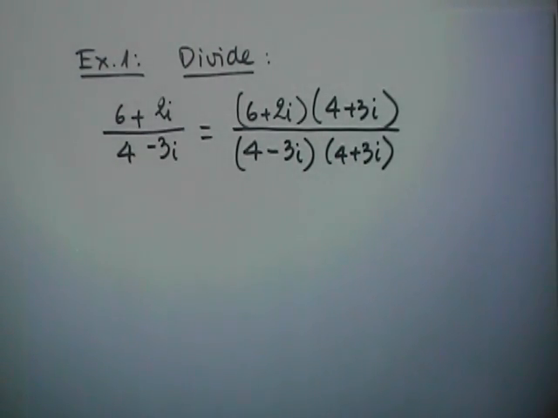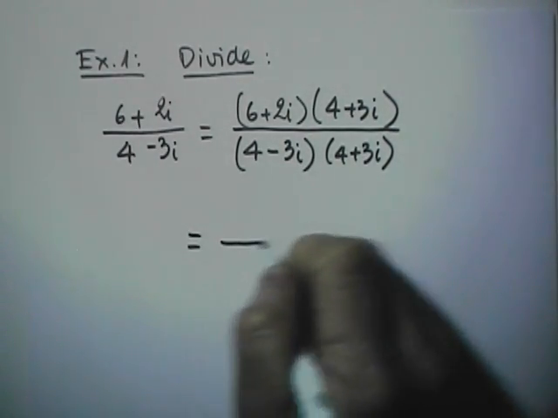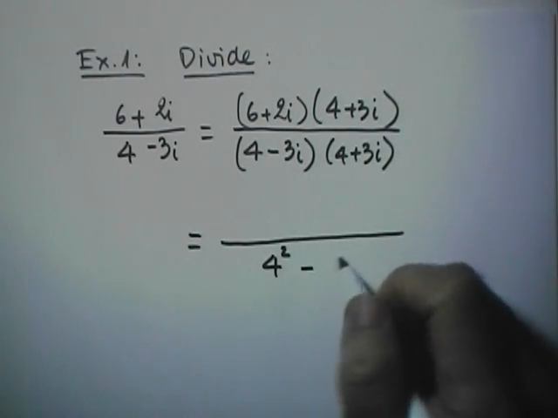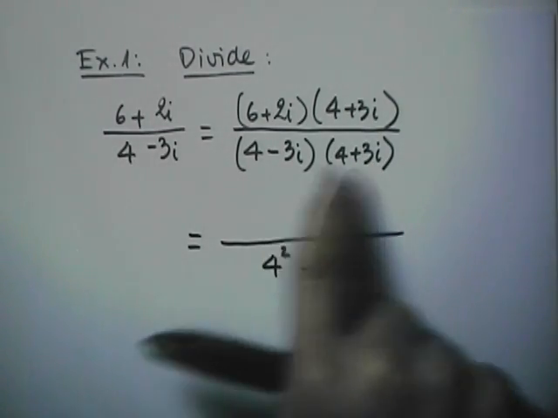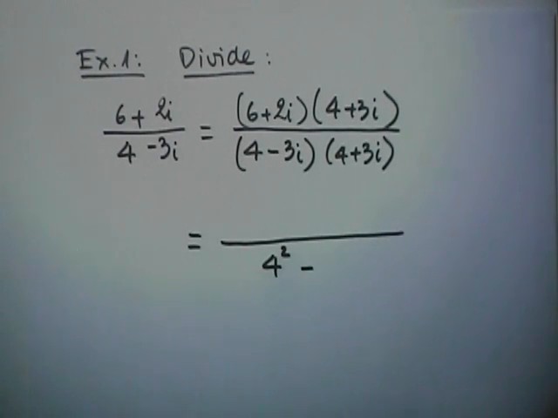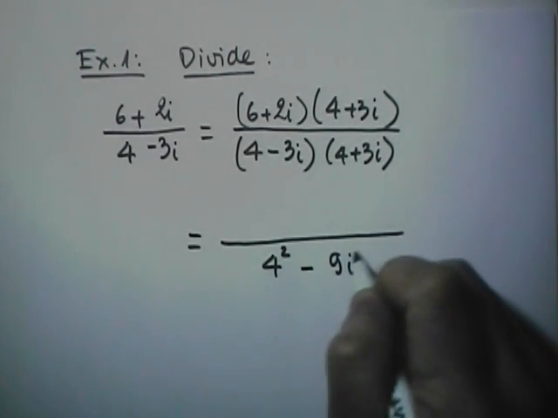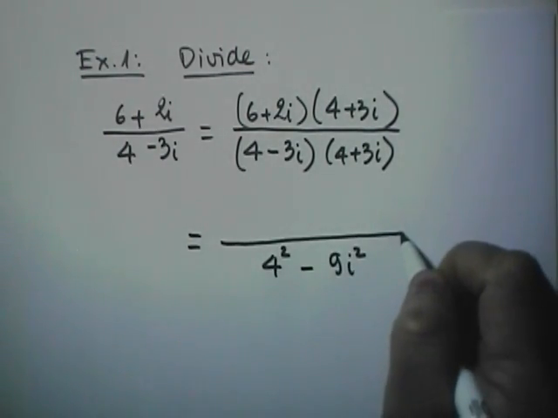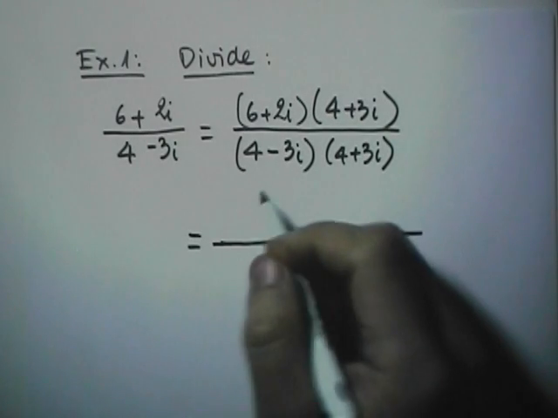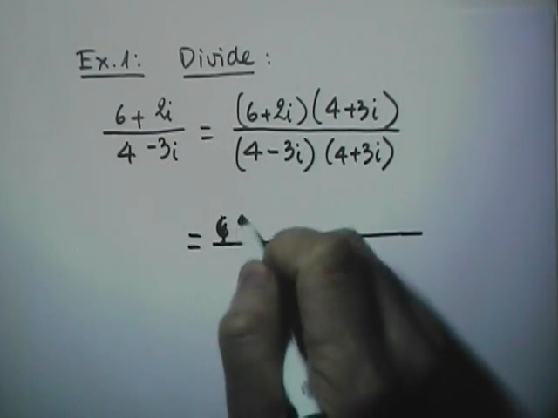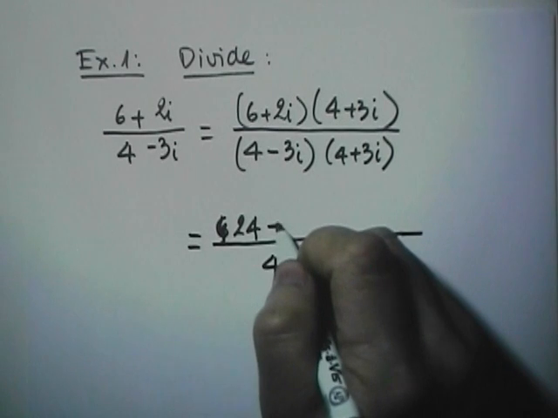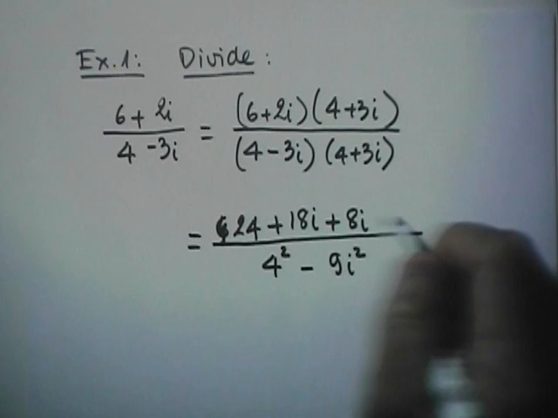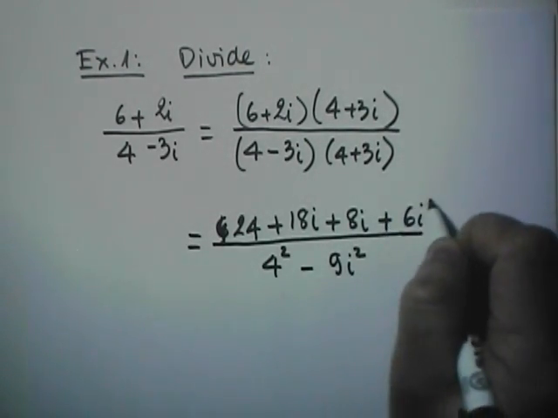Okay? And then now at the bottom, I'm going to turn out to have 4 squared minus, the difference of two squares once again, right? It's that formula, identity number 3 again, so I got minus 9i squared, am I right? Okay, and then on top here, after the FOIL, you can always have the option to FOIL, you're going to have 24, right, plus 18i, okay, plus 8i, and plus 6i squared.